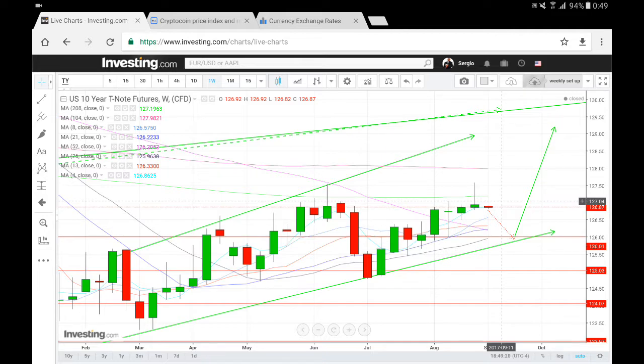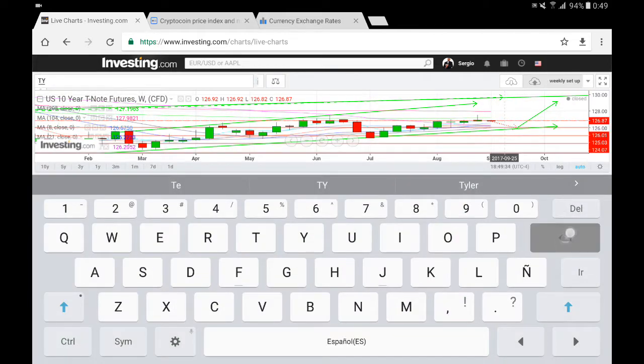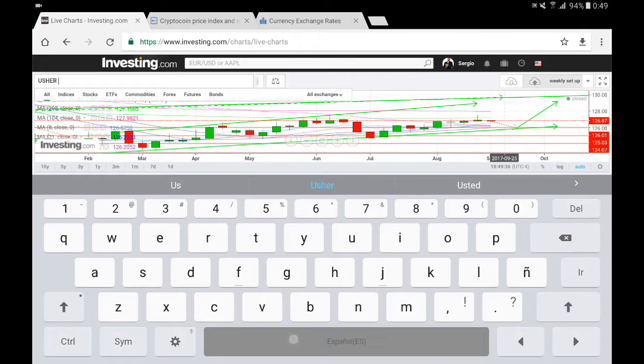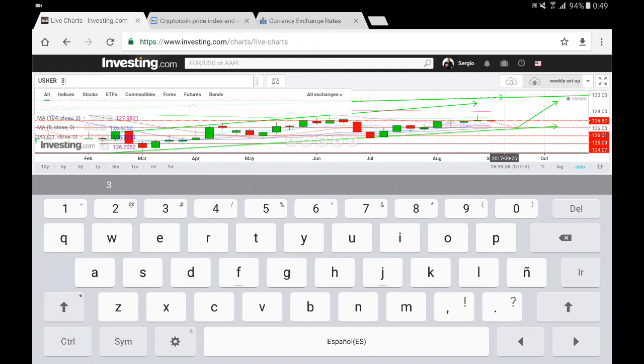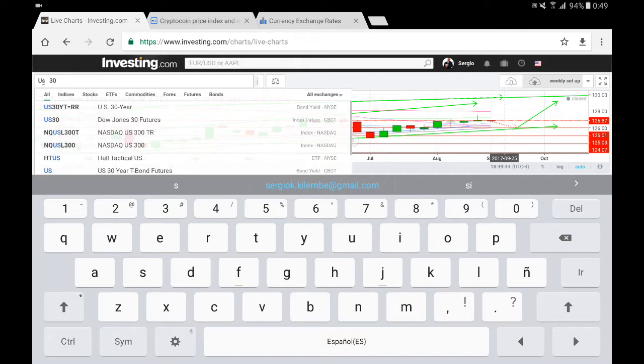And remember, if the bond and the bond yield are going opposite ways, so if you see a higher bond price, that means that the interest rates of the bonds are lower. Okay, so now let's have a look at the 30 years. What's the matter with Ursha? Okay, here we go.